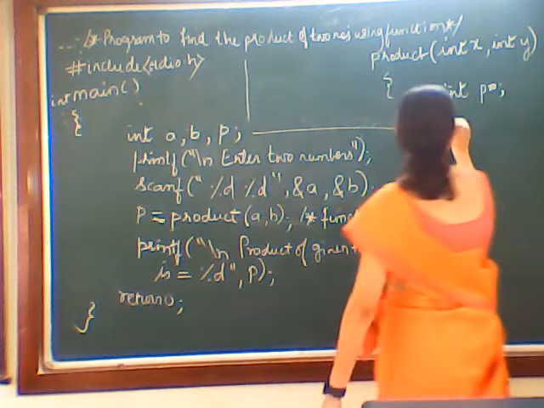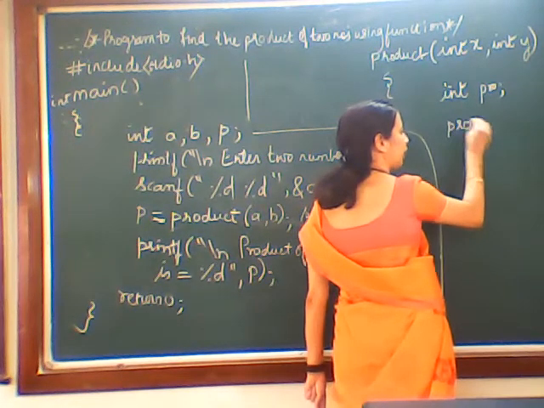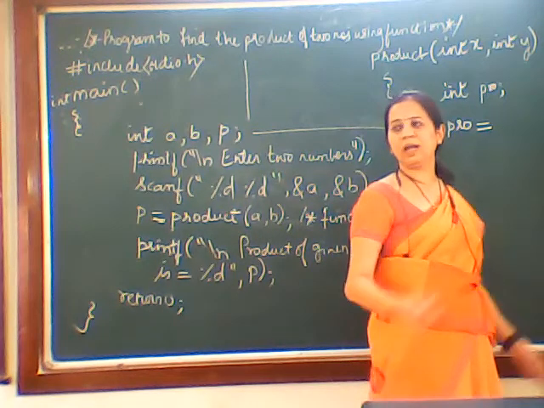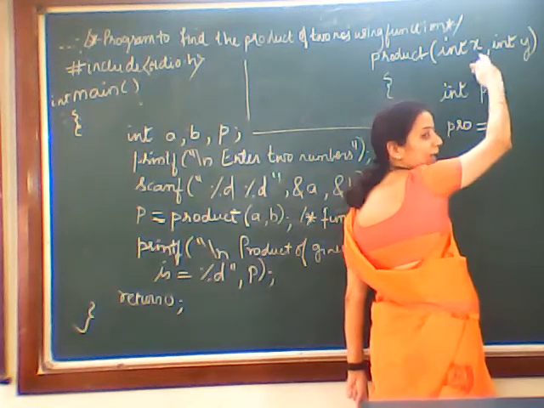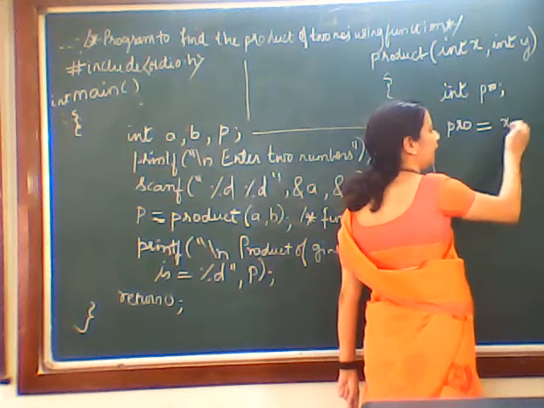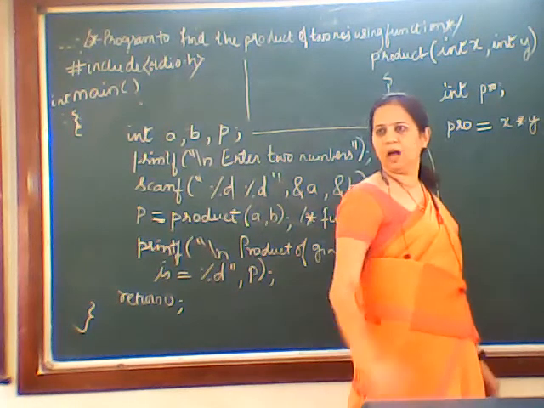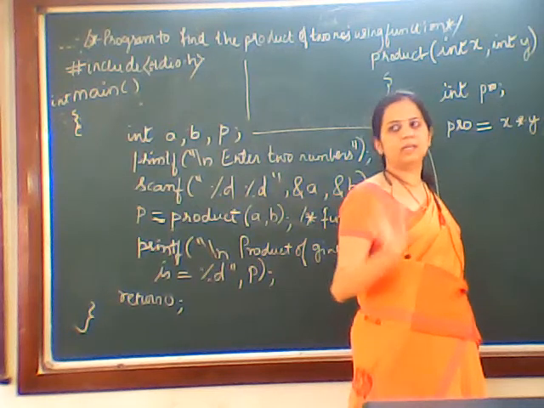Okay. Now what I'll do? I'll calculate the product. Product is equal to, how do we calculate the product? We have to multiply x and y. So product is equal to x into y. Our calculation is over. There's nothing more to do.